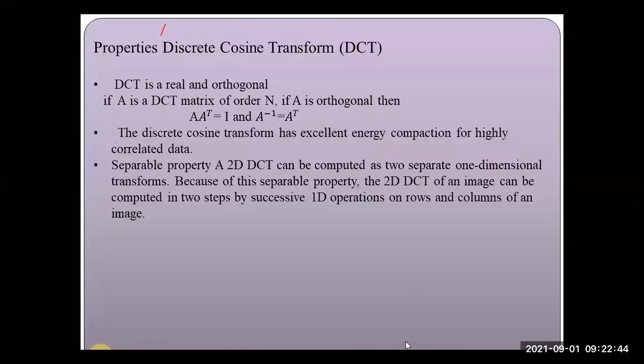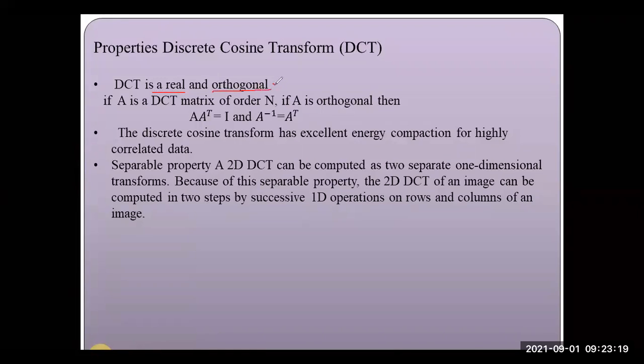So some of the properties, as we have discussed previously in case of DFT, so many properties, basically 10 properties we have discussed. So in case of DCT, there are not many properties. So we will discuss only two properties here. Okay. So the first property is that the DCT is real and orthogonal. Whatever result you get when you perform the discrete cosine transformation will be in real format, and it will be orthogonal.